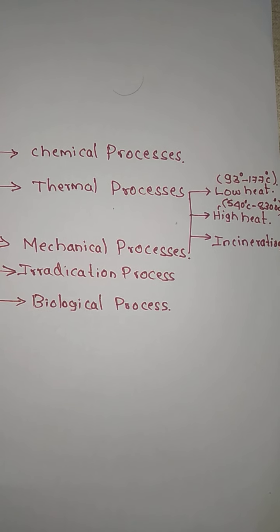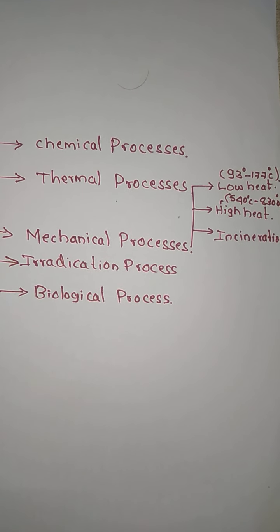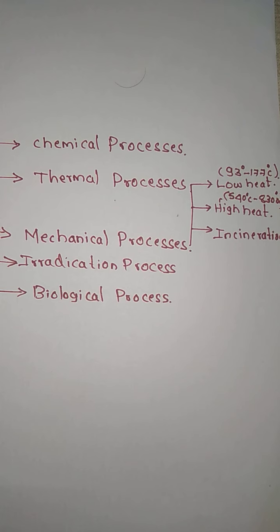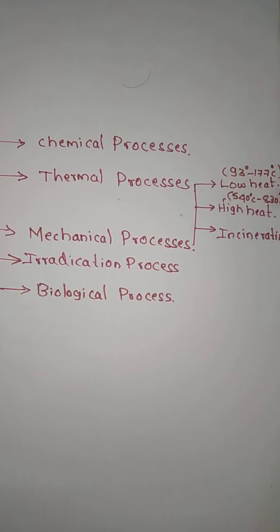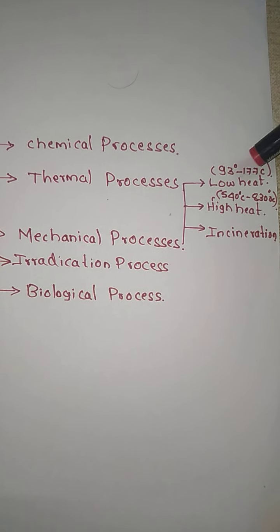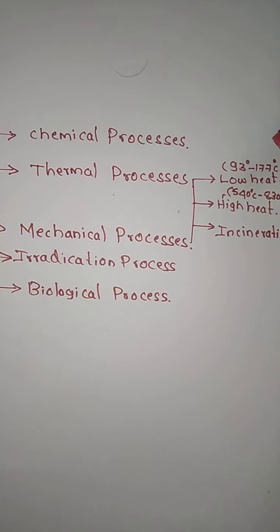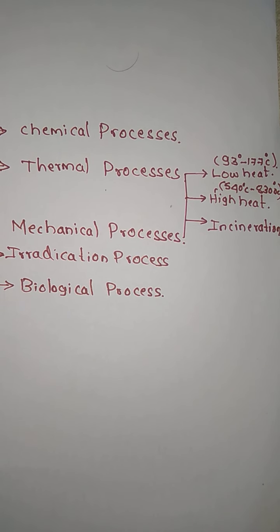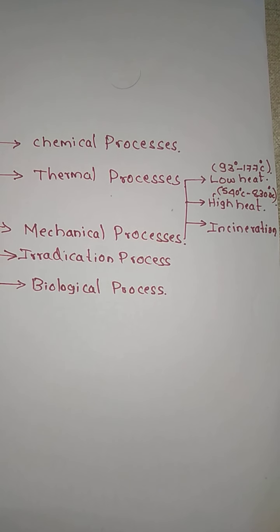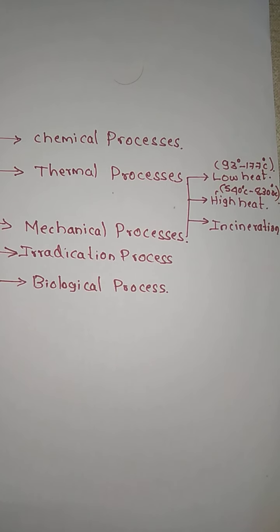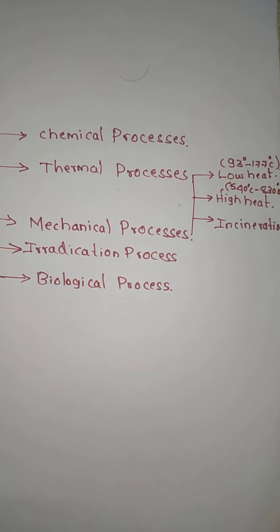Next is the thermal process. Thermal process means here we take the help of temperature in order to disinfect. Depending upon the temperature, it is grouped into two categories: low heat systems, at a temperature between 93 degrees Celsius and 177 degrees Celsius, and high heat, that is 540 degrees Celsius to 8300 degrees Celsius. In the low heat system we are going to have the autoclave and microwave. Autoclaving is used in the low heat system.